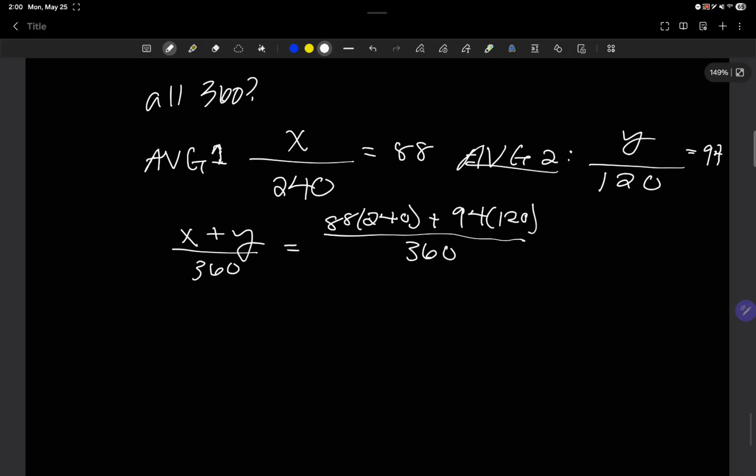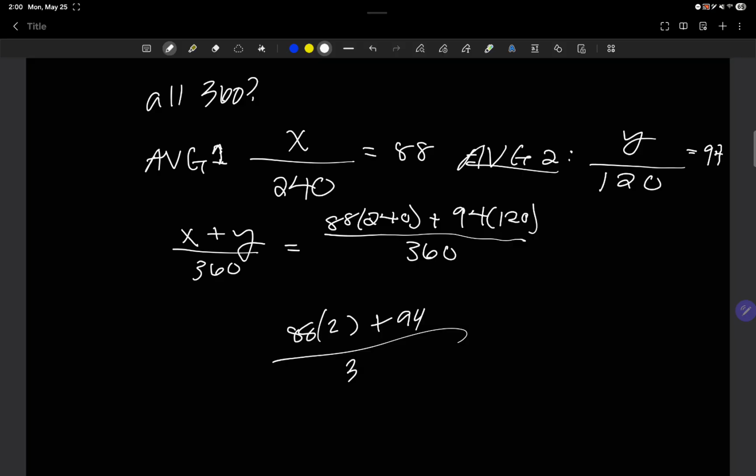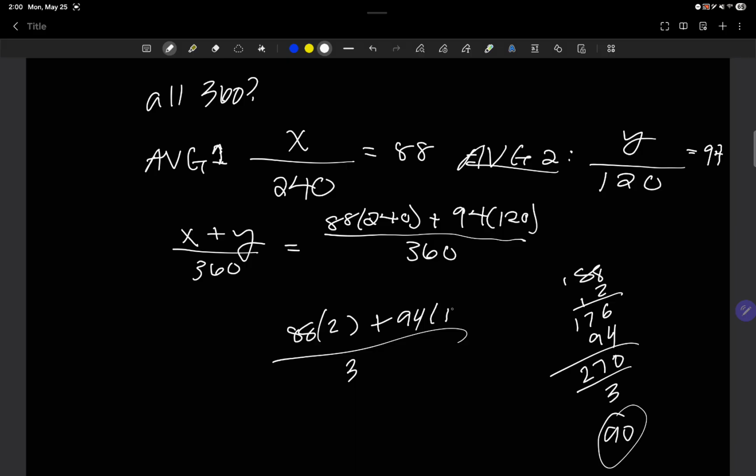Can't we take out 120 throughout the whole thing? Yeah, so you can factor out 120. So this would now become 88 times 2 plus 94 over 3. Okay, that's definitely more manageable. I think so. 88 times 2 is 176 plus 94. Let me write in a little divide by 3 so it's a little easier to see.